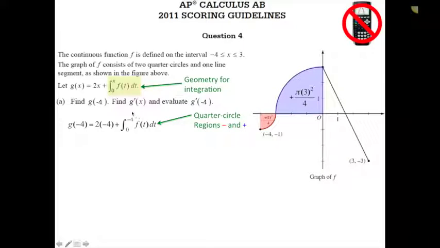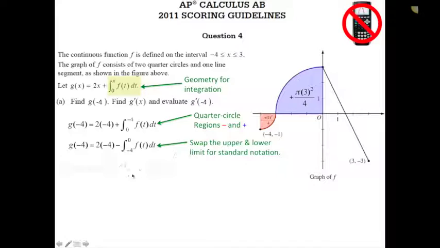Right now, considering this integration was set up from 0 to x, these limits are upside down. So the first thing you want to do in solving this is make sure that the limits follow that standard notation of the lower limit being smaller and the upper limit being larger. Then we can go ahead and swap out the expression for the integration. We can swap that out for geometric regions.